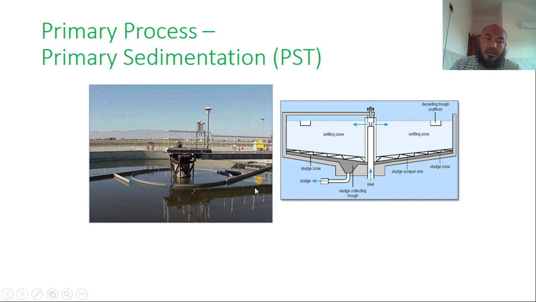And this one will rotate. Actually, this one is like a rake, and it rotates all the time, so that the sludge or the solid particles will be moved to this lower place, and then it becomes sludge.